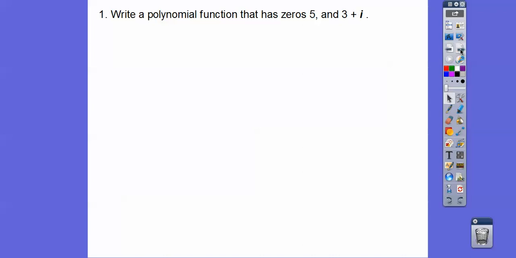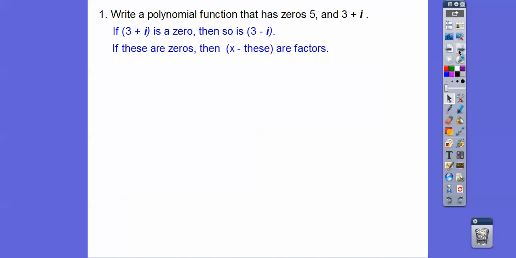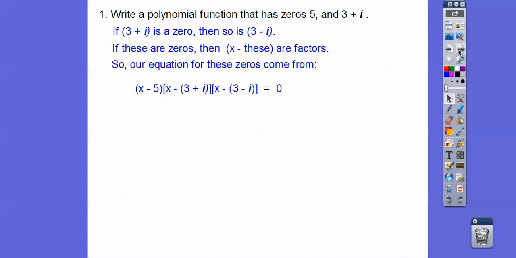Alright, so write a polynomial function that has these zeros, so 5 and then 3 plus i. So 3 plus i is a root, so 3 minus i is too. So x minus these guys are factors. So if we do x minus all of those, we'll get our equation. So here we go, distribute the negative through, we get that.